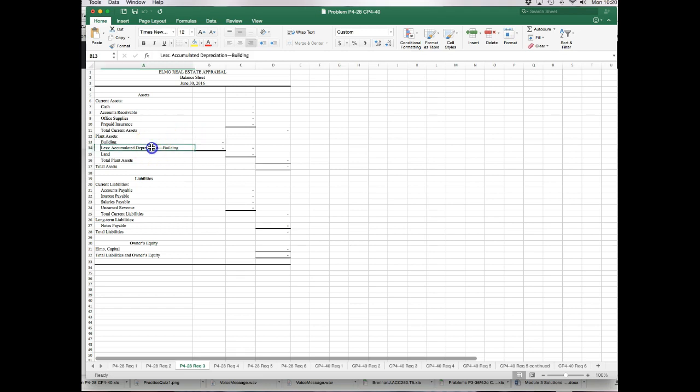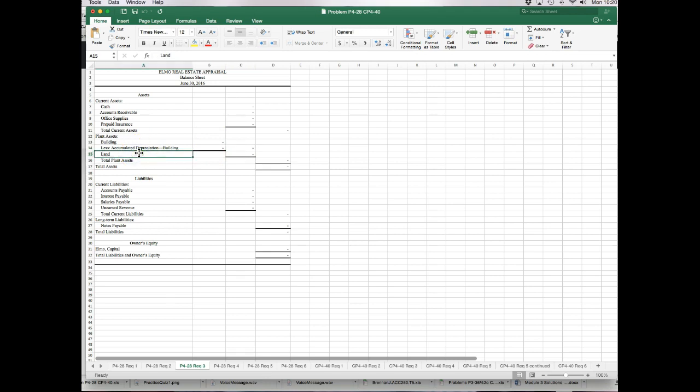Now here it says less accumulated depreciation building. It's important that you subtract the accumulated depreciation, because remember, depreciation reduces the value of the asset. So a lot of students will make the mistake of adding that number. You want to subtract accumulated depreciation because it reduces the value of the building. So you subtract the accumulated depreciation, put the new balance there.